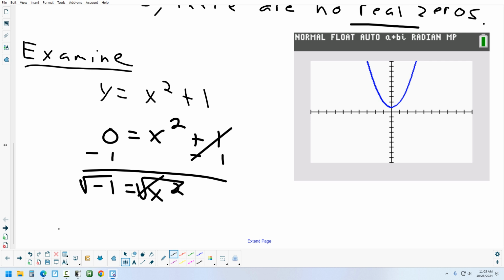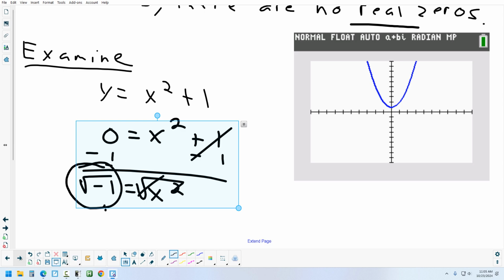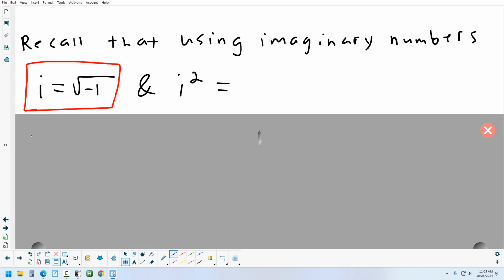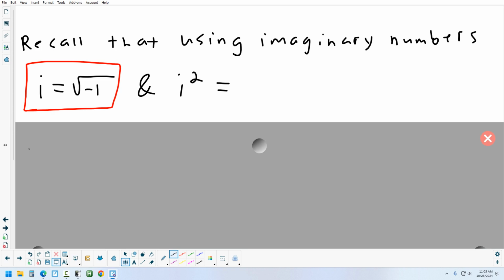Well, in this problem, we tried to take the square root of negative 1. Up until now, we do not have a way in math to represent that answer. We've never talked about square roots of negatives. So what they did is basically invented a way to talk about the square root of negative 1. Well, what are we going to call it? They call it i. That's the symbol for the square root of negative 1.